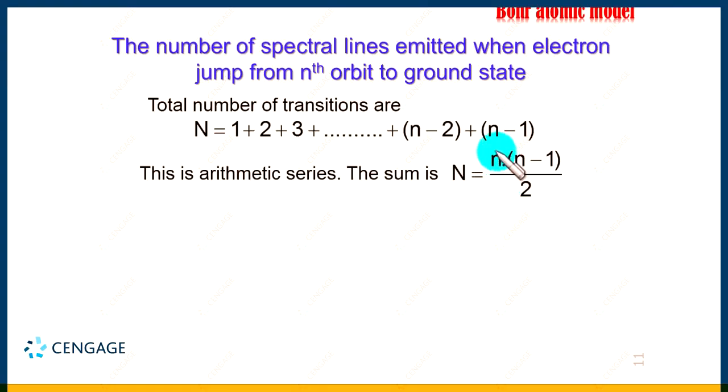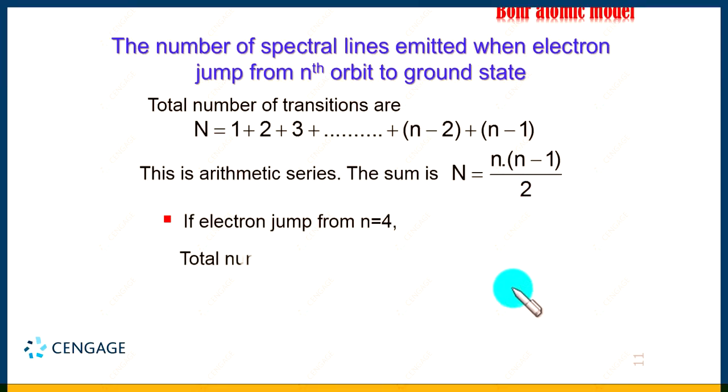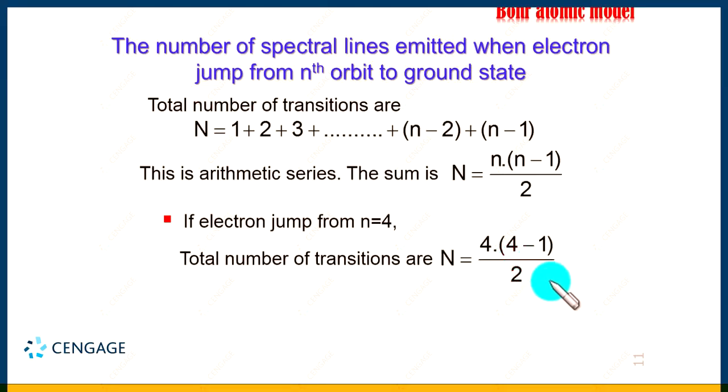We write here in place of n, that is 4, and here is 4 multiplied by 4 minus 1, that is 3, divided by 2. That means we will have 4 multiplied by 3 divided by 2, that is equal to 6. That is, the number of transitions or the number of spectral lines will be 6. So, this is the way to find the number of spectral lines in the emission spectra.